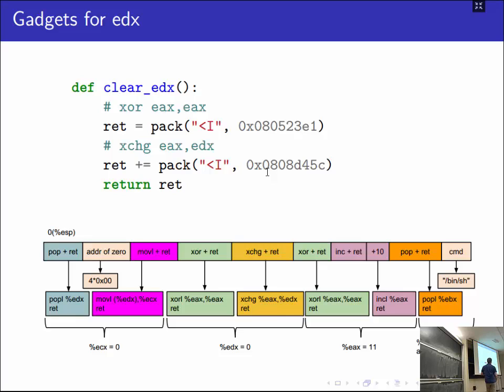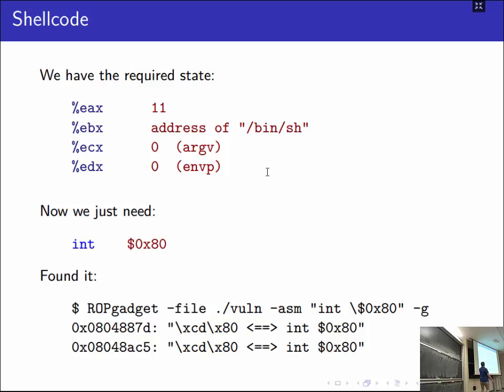Okay. We need to actually execute something, right? So we need the int 0x80. That's easy. We just search for this anywhere where it's executable. It's only 2 bytes, so CD 80, and that can be within an instruction or whatever. It doesn't matter.